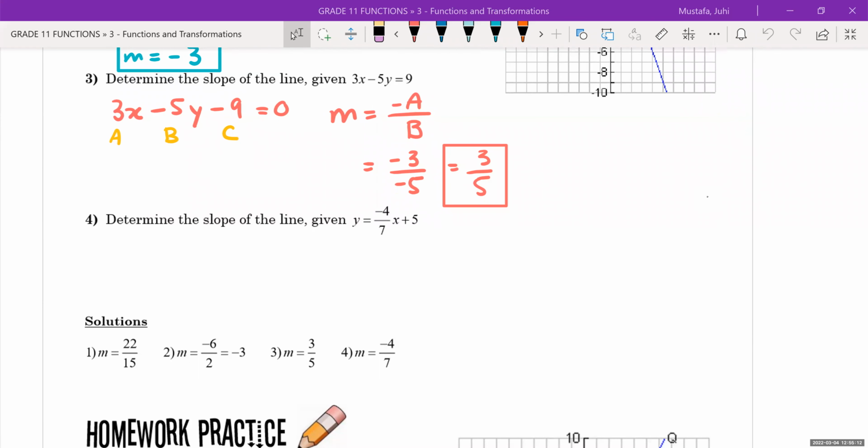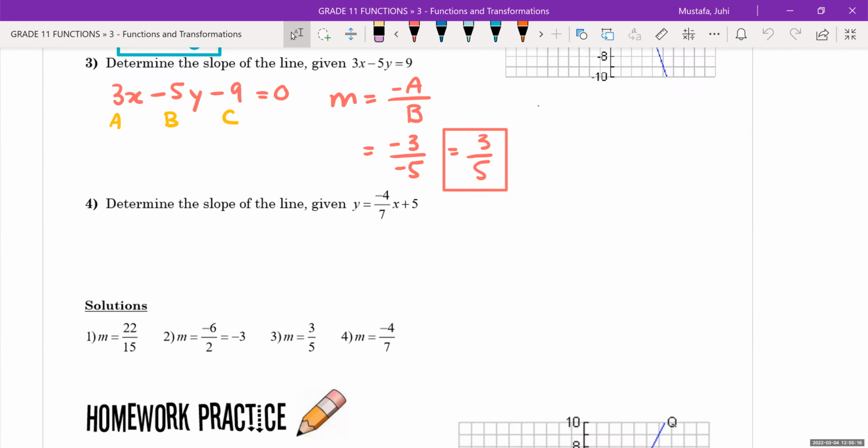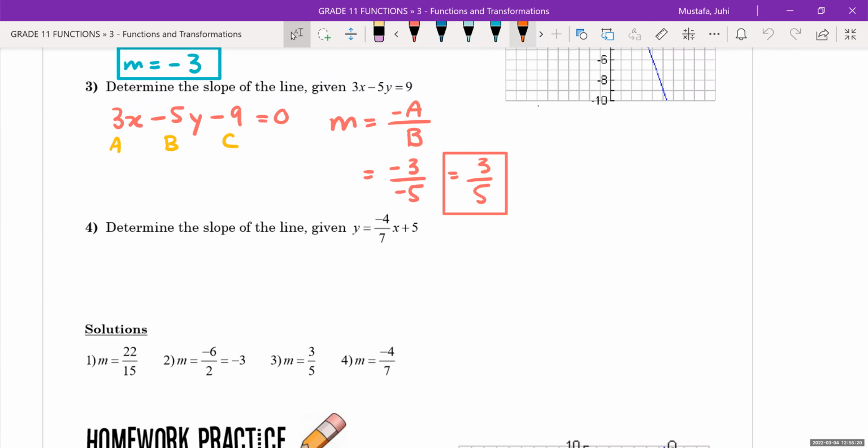For question number 4, it says determine the slope of the line given y is equal to negative 4 over 7x plus 5. What is the easiest way to solve this question? The easiest way to find the slope of this? Yeah, it's just the m, and so you would just read it off, and the slope would just be negative 4 over 7.